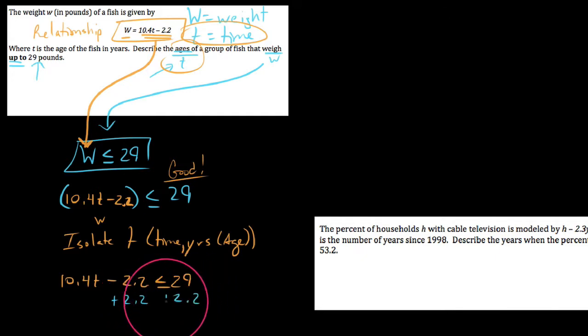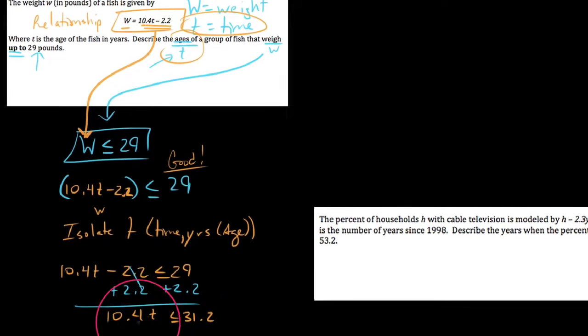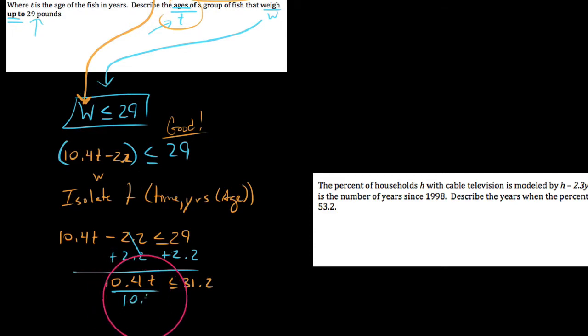If we add 2.2 to 29, we get 31.2, so 10.4 T is less than or equal to 31.2. Then we can divide both sides by 10.4. Does this go evenly? I think it does, actually. We could check it on a calculator, but we can reason it out here: 10.4 goes into 31.2 three times.